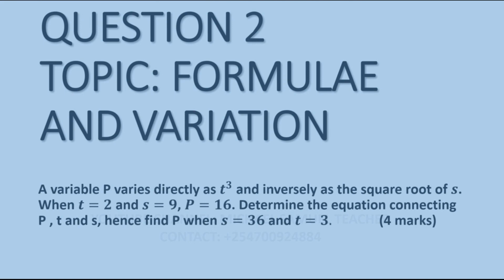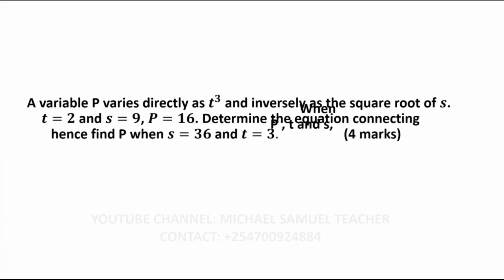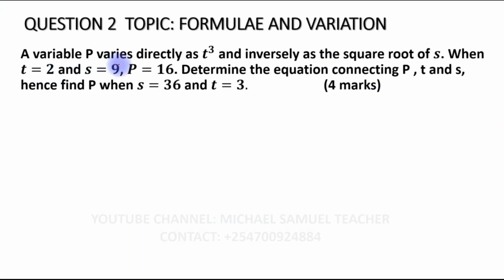Question 2. From the look of the question itself, it comes from the topic of formulae and variation, but particularly in a certain section, as we shall see. The question is: a variable p varies directly as t cubed and inversely as the square root of s. When t is equal to 2 and s is equal to 9, p is equal to 16. Determine the equation connecting p, t and s. Hence find p when s is equal to 36 and t is equal to 3.